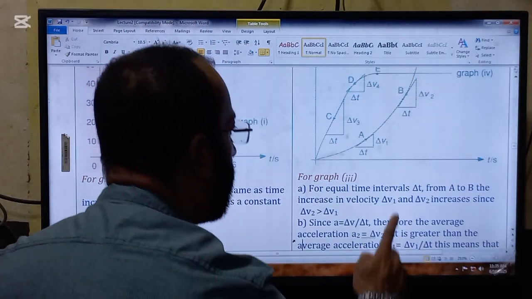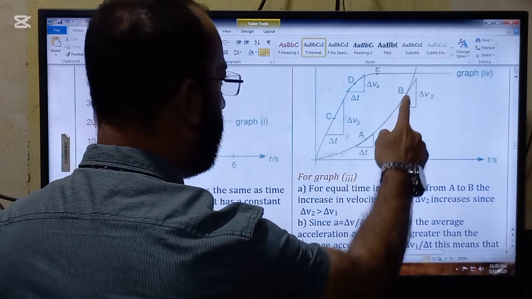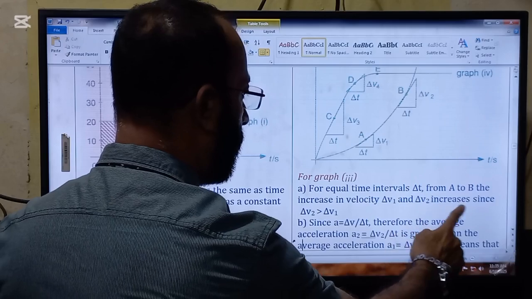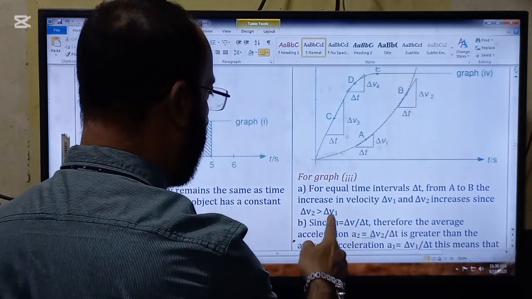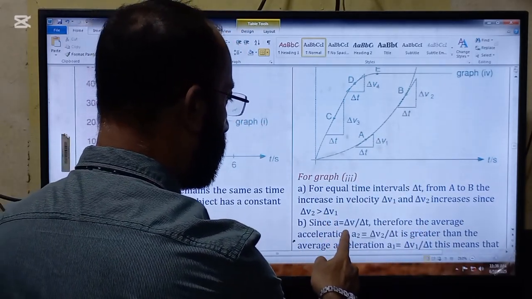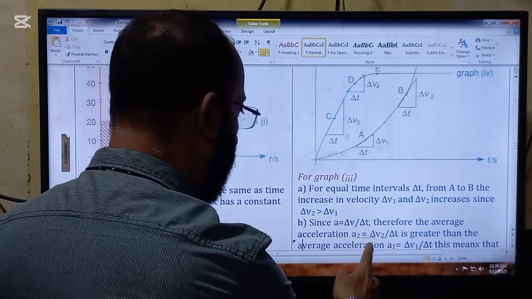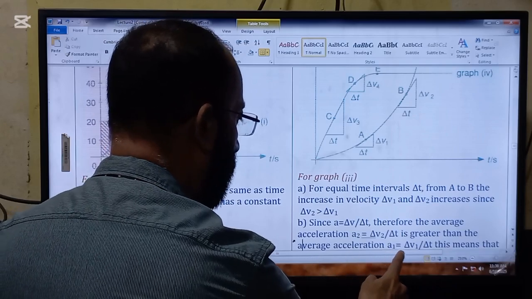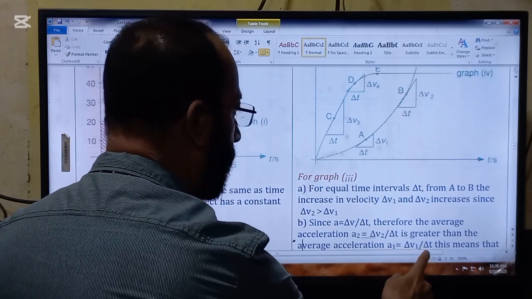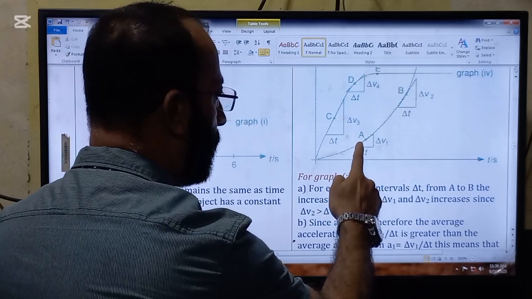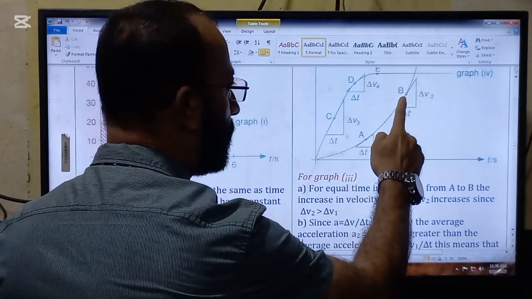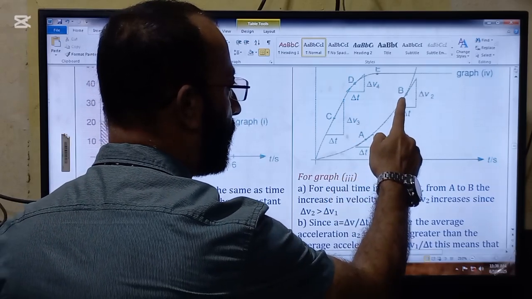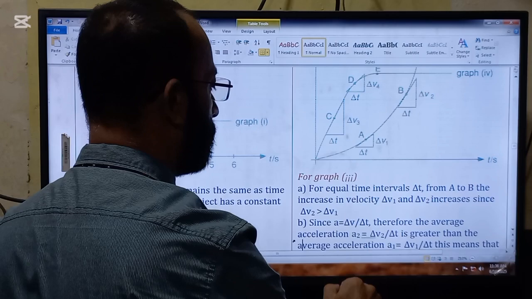For equal time intervals delta t from A to B, the increase in velocity delta V1 is equal, and delta V2 increases, so delta V2 is greater than delta V1. Since a is delta V over delta t, it means the acceleration a2, delta V2 over delta t, is greater than the average acceleration a1, delta V1 over delta t. So where velocity is smaller the acceleration is lesser, and where velocity is more the acceleration is greater.